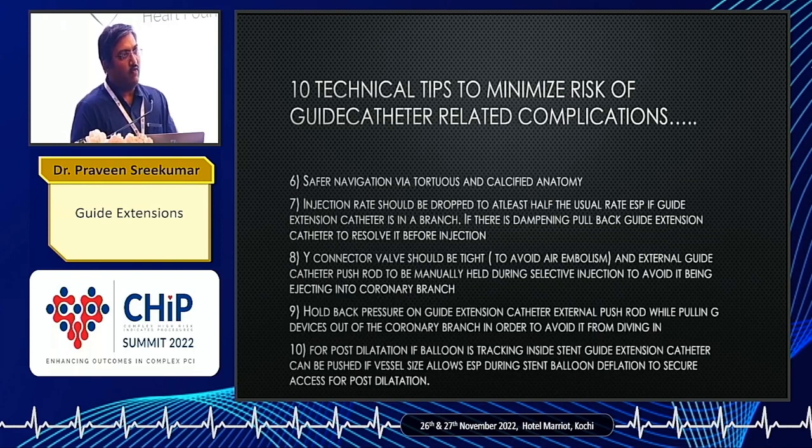The Y catheter valve should be tight to prevent air embolism, and you should be careful in handling it, because when you inject you should hold the guide extension firmly to prevent it from ejecting into the coronary. And when you take some hardware out of the guide extension, you should be careful that again it should be fixed at that point, otherwise it will cause dissection at the ostium. And try to use a balloon if possible.